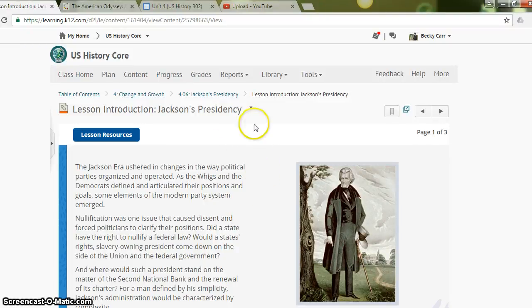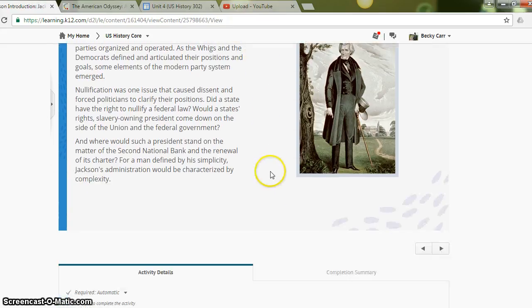Jackson's presidency. This is a lesson read aloud for lesson 4.06. The Jackson era ushered in changes in the way the political parties organized and operated. As the Whigs and the Democrats defined and articulated their positions and goals, some elements of the modern party system emerged. Nullification was one issue that caused dissent and forced politicians to clarify their positions.